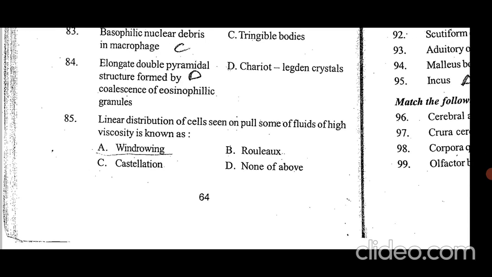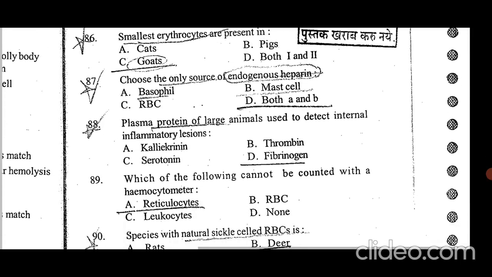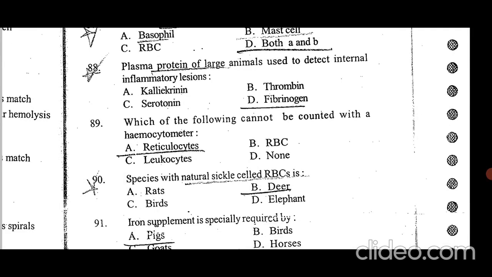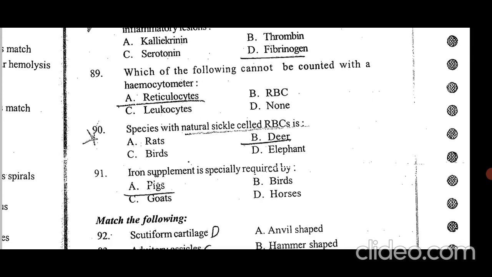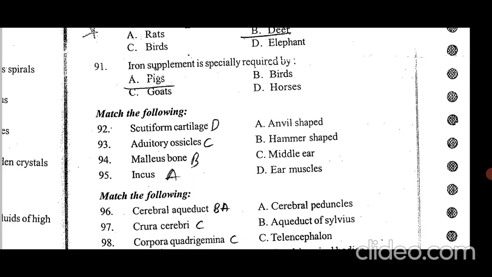Linear distribution of cells seen on pull due to viscosity is rouleaux, and the smallest erythrocytes are present in goats. Mast cells and basophils produce endogenous heparin. Fibrinogen can be used as a detector of internal inflammatory lesions. Reticulocytes are not detected and cannot be counted by hemocytometer. Deer cells have sickle cells. Red blood cells in pigs require to be supplied with iron.